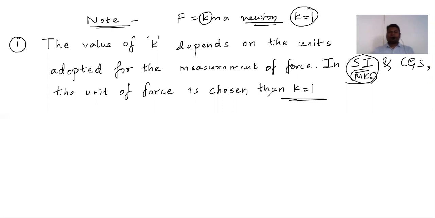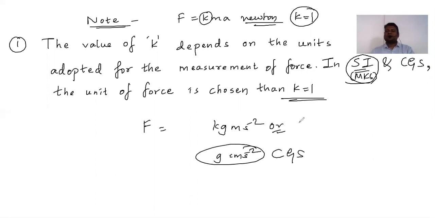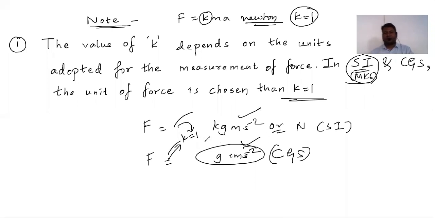That means to get the value of force in CGS. In MKS, what comes, in SI, what comes: kg meter per second squared. In terms of gram centimeter per second squared for the CGS. And you can take this as the SI Newton. So we are having the k value equal to 1 for this as well as for this. Right? Is that clear? To get these units, we are having k is equal to 1. So this is the first point we are making. We have made the first point for the note.